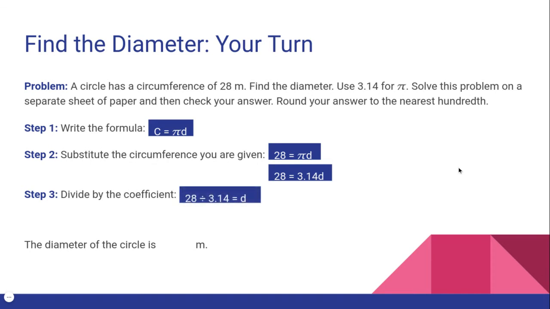Now you're going to divide by our coefficient. Our coefficient is 3.14, so I'm going to divide 28 by 3.14, and that's going to equal the diameter. When you divide 28 by 3.14, you get a diameter of 8.92. So the diameter of the circle is 8.92 meters.